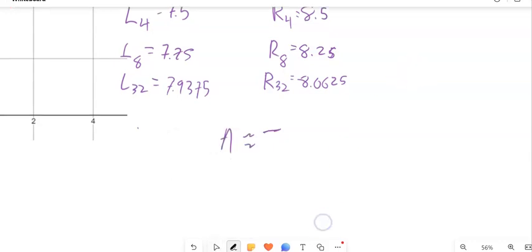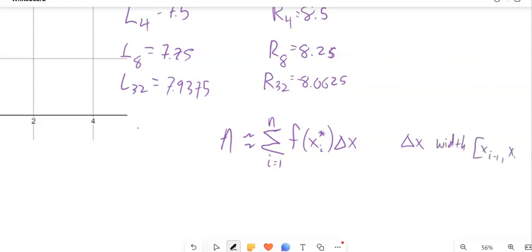So I'm going to say the area is about that sum from 1 to the number of partitions I want to do, of those heights at something that's in there multiplied by those widths. This is our Riemann sum. Change in x is the width of this subinterval, and then x_i star is somewhere in that interval as well. That x value gives you the height. The height at some number in this interval times the width of that interval gives you those rectangles, approximations.